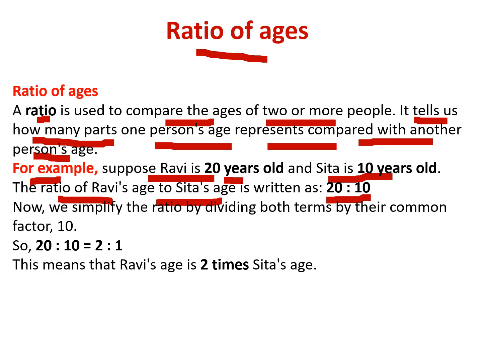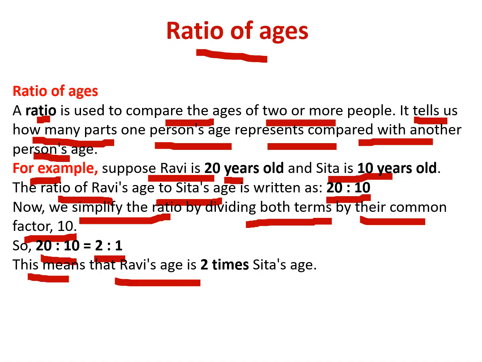20 is to 10. Now we simplify the ratio by dividing both terms by their common factor 10. So 20 is to 10 is equal to 2 is to 1. This means that Ravi's age is 2 times Sita's age. So, when we are given two actual ages, we can find their ratio by writing the ages in the correct order and simplifying the ratio.